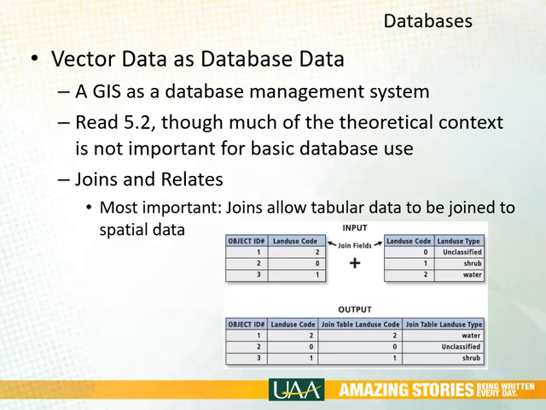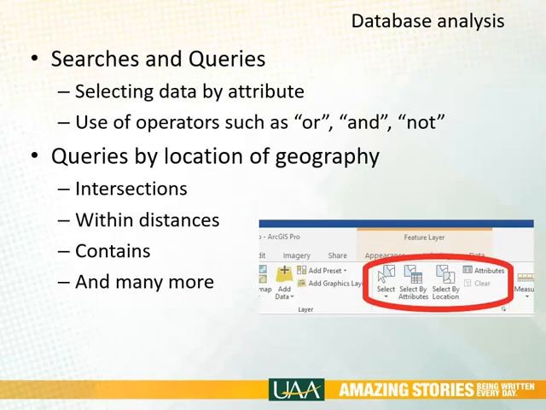There are a number of different types of database things that we will touch on, though, in this project. The first is something that's called a join. A join is the most important thing that we'll be doing in this course. It allows tabular data to be joined onto spatial data, which is something that you'll be doing in the project. A relate is a more temporary form of join, but does the same basic thing.